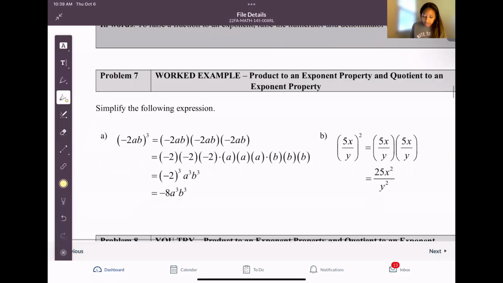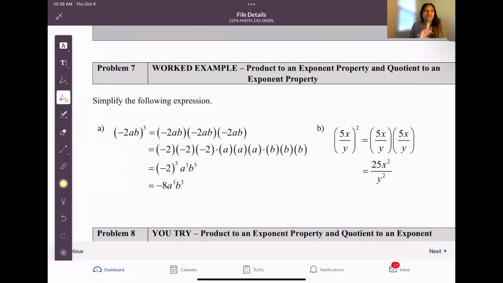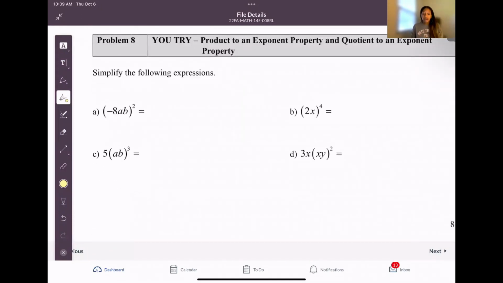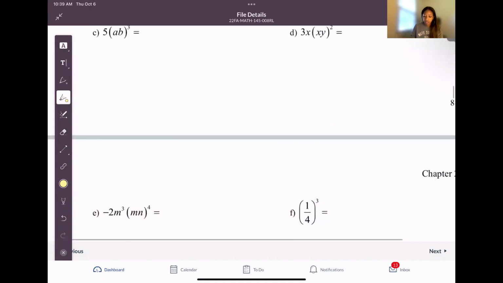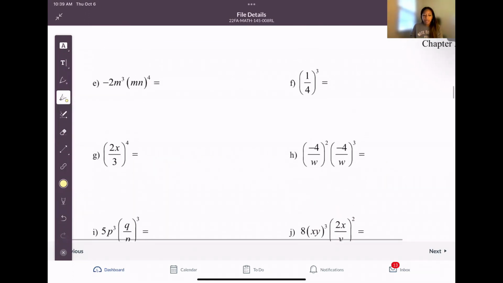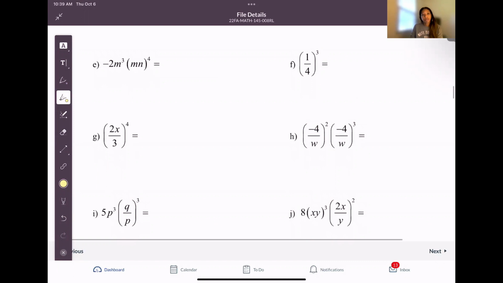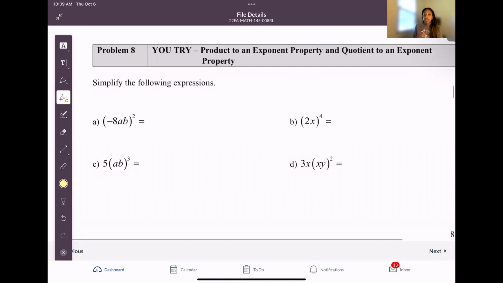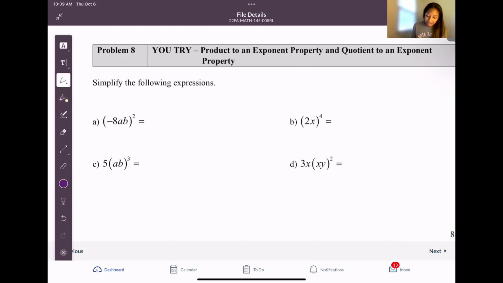All right, number 7 is an example that's already worked out for us, so we are skipping it. We're going to go on to problem number 8, where we're going to practice using the product to an exponent property and the quotient to an exponent property. So as you can see, all of these first 4 are products, but wait, there's more. If we go down, we'll see that there are some problems with the quotient to an exponent property as well. Also, as we're learning these, we may run into problems where we have to do more than one property in the problem. Those are the fun ones. That's our goal. All right.